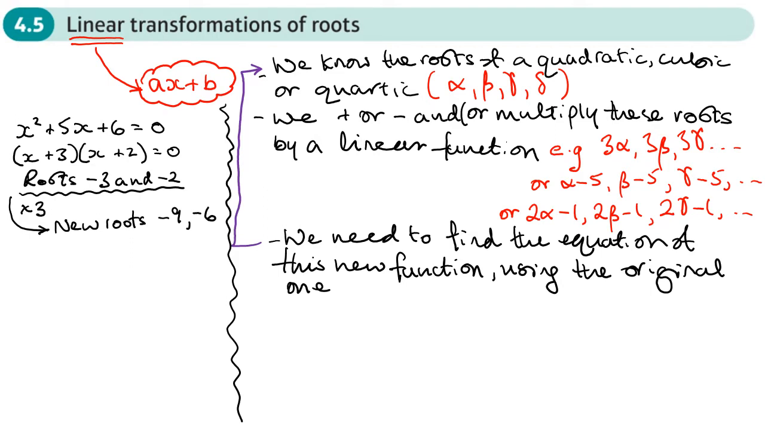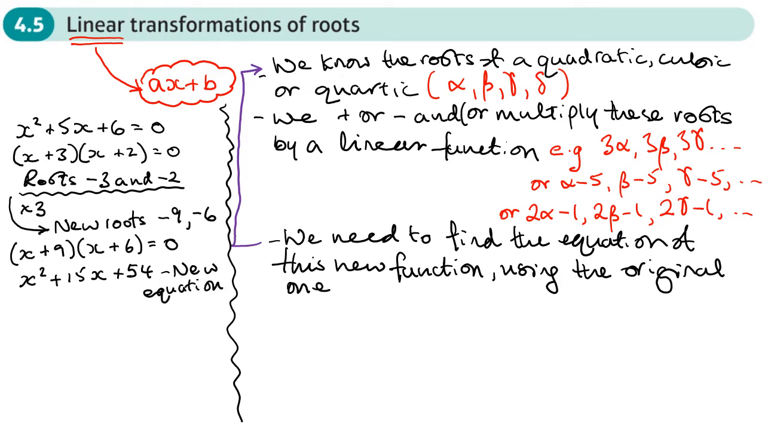So these are the new roots. Can I work out the equation of this? Yes, I can. I can just say, well, if these are the new roots, this is what it was in brackets. So it means it's this quadratic, x squared plus 9x plus 6x, so plus 15x plus 54. Okay, so this is the new equation here. Now, what we want to do is, is there a way of getting from the original one to the new one? Is there a quick way of doing that?